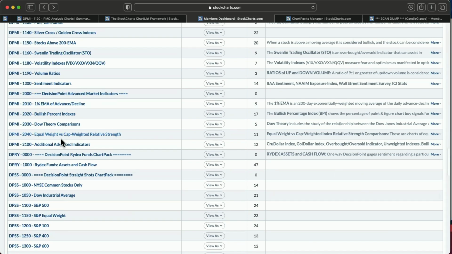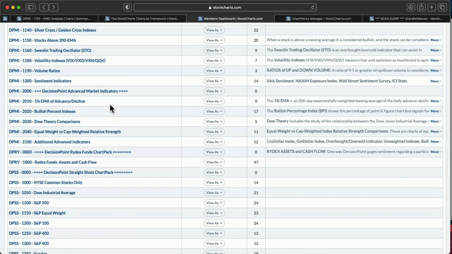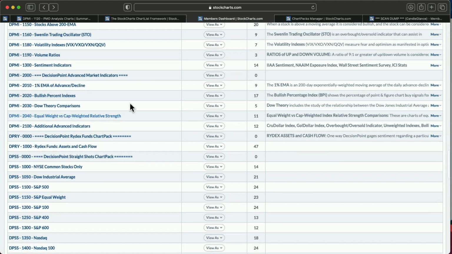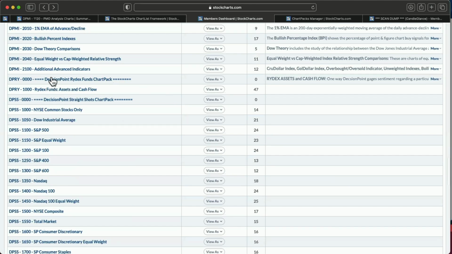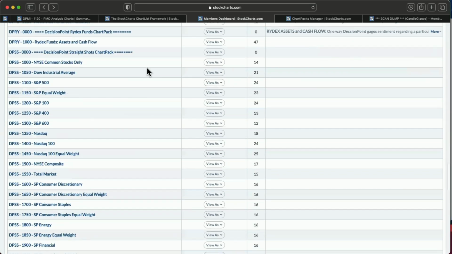Advanced market indicators, if you download this, it comes within the market indicators chart pack, but you can keep that if these are some of the things that you find interesting. We have one for the Rydex funds that is still available, I believe. I haven't reinstalled my chart packs because I don't want to lose all my annotations. So some of these are a little bit dated, but not all of them.